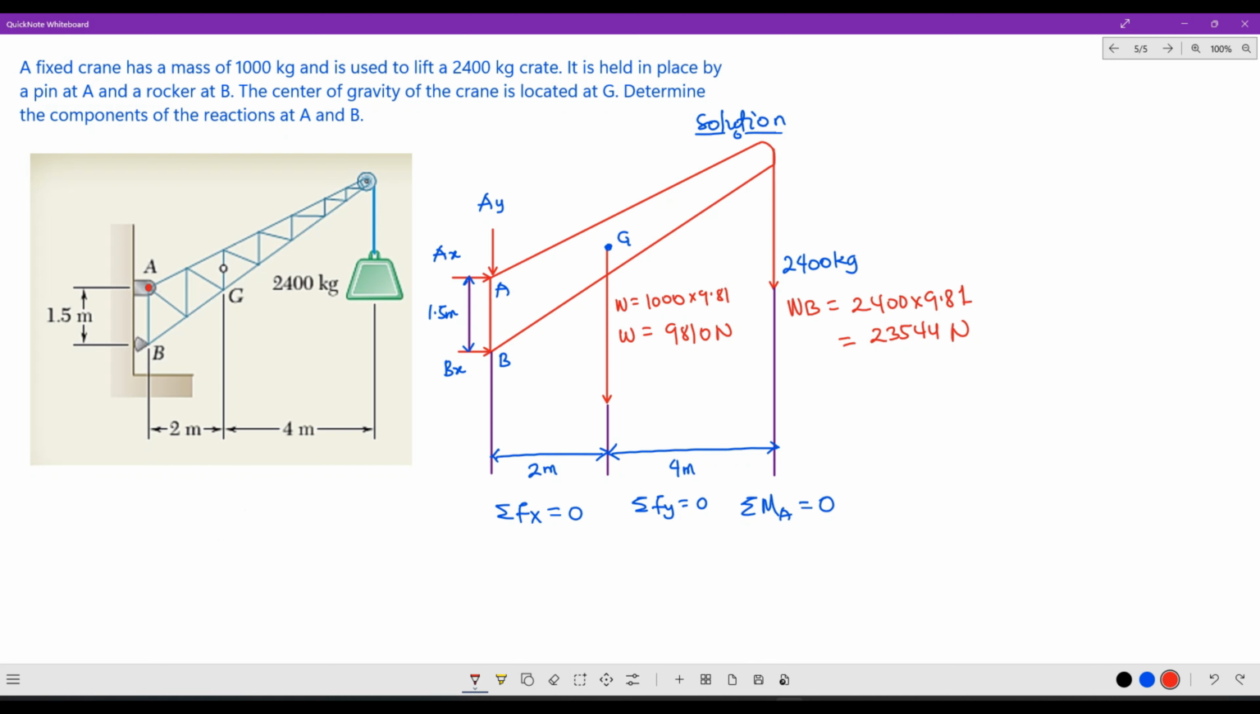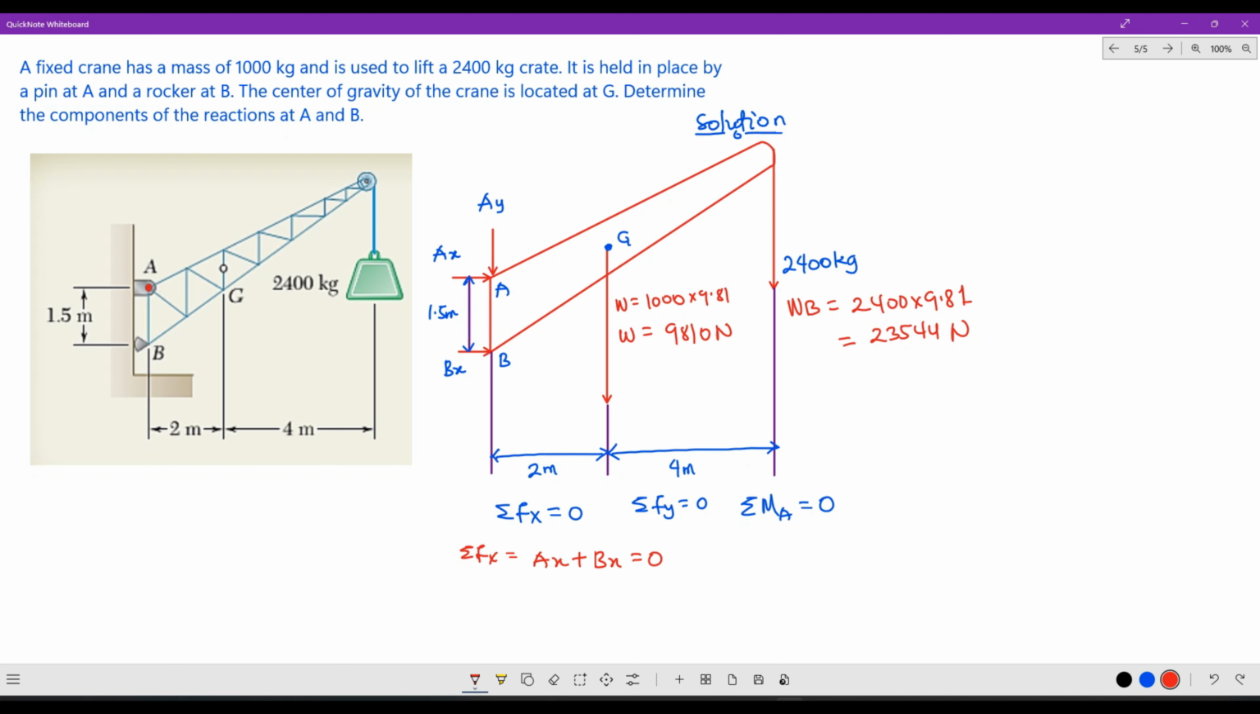Alright, so now let's consider the sum of the forces in the x-axis direction. For the forces in the x-axis direction, you have just two, which are Ax and Bx. So the sum of the forces in x gives Ax plus Bx is equal to 0. The directions of the reaction forces are arbitrary. You just have to decide your direction. At the end of your calculation, the sign of your answer will tell you whether the reaction force is in the negative direction or the positive direction.